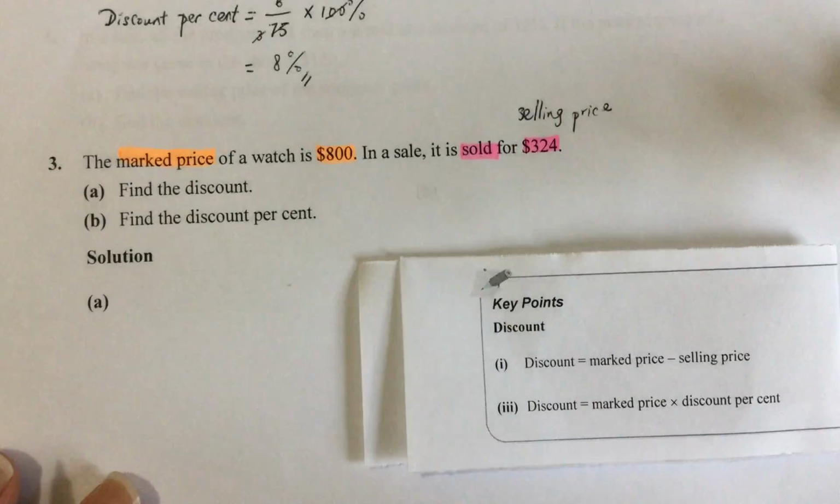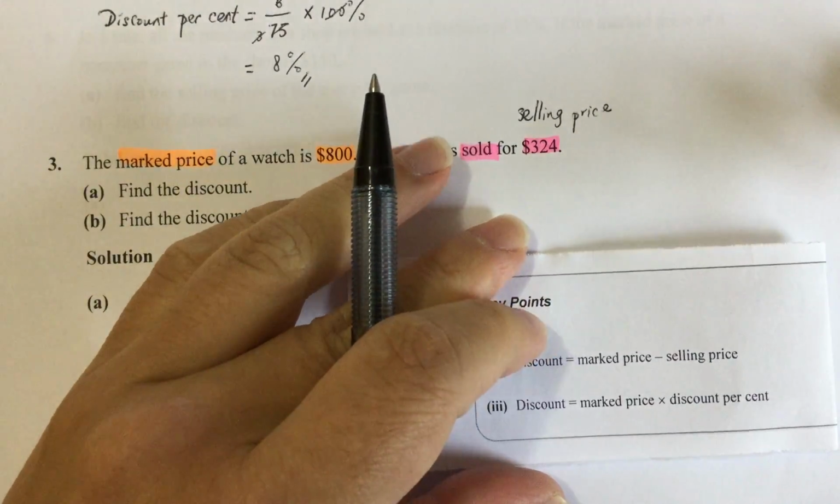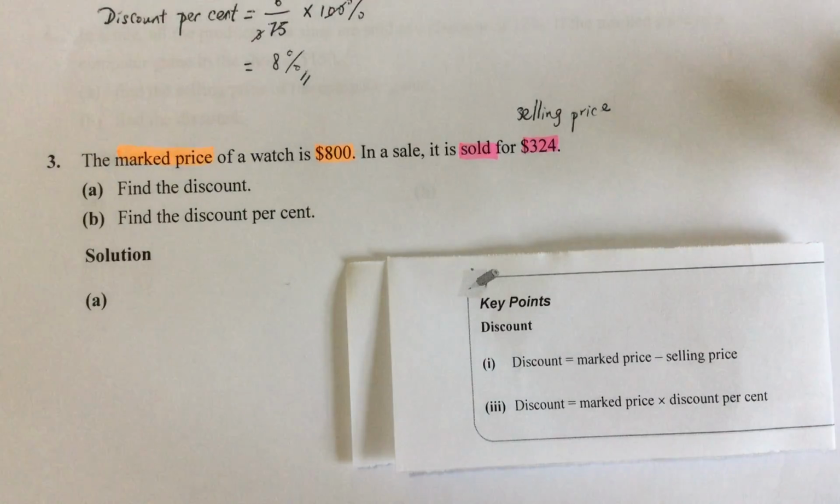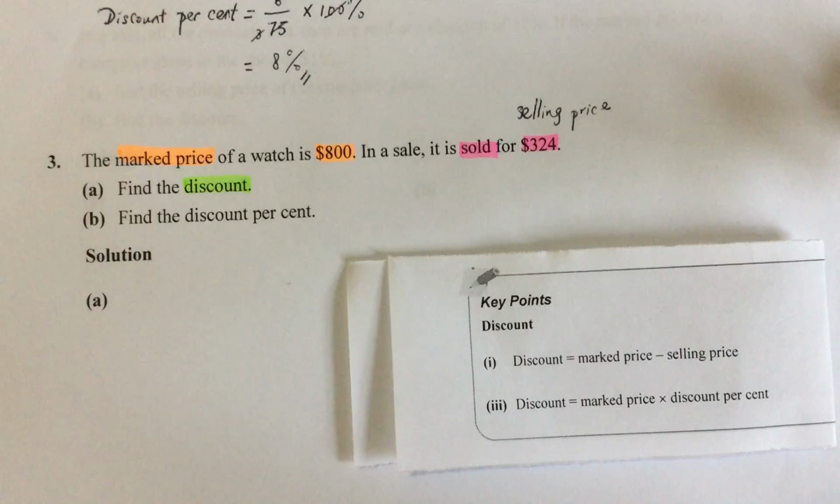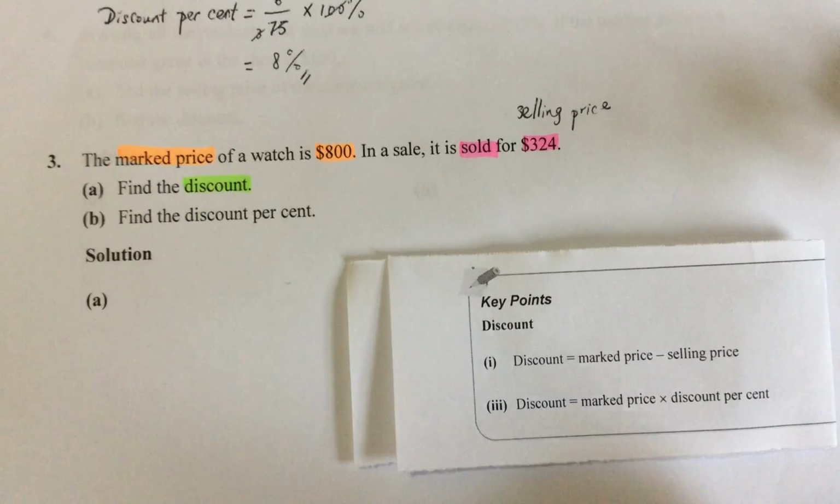This time I will give you 15 seconds to do question A. Find the discount. And then you know the formula. I gave you the formula, and please find the answer in 10 seconds.